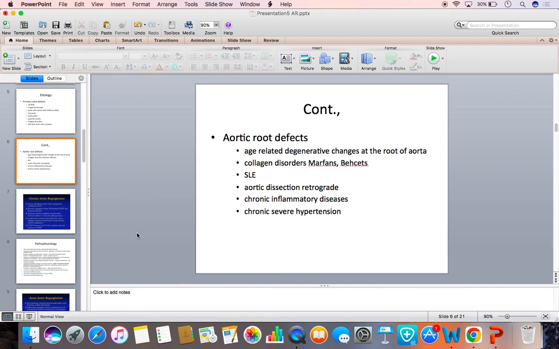Another one is systemic lupus erythematosus, and aortic dissection with retrograde flow, and chronic inflammatory diseases like ulcerative colitis, then chronic severe hypertension. These are some of the causes of aortic regurgitation involving a defect in the aortic root.